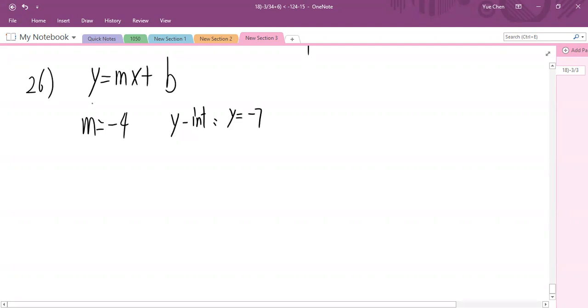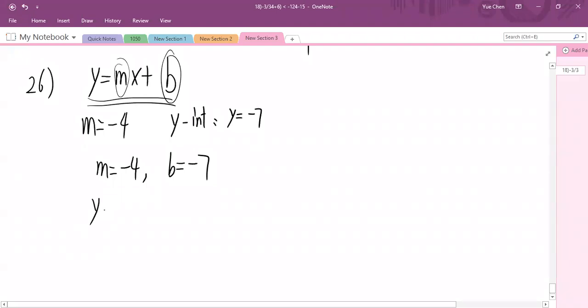So we know that if you have the slope-intercept form, this m means the slope, b is what? Y-intercept, right? So here, this tells you that m equals -4, and b equals -7. So you plug in, it would be y equals -4x minus 7, right?